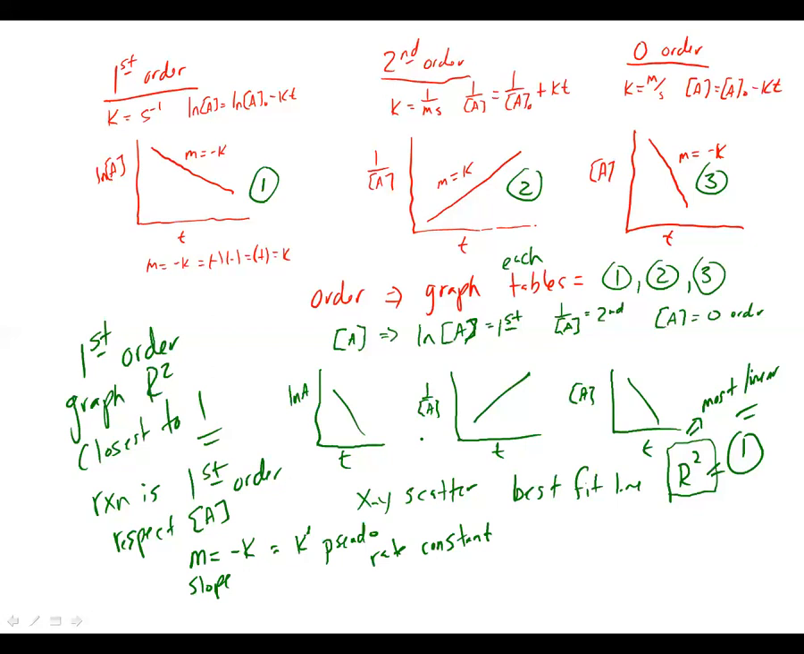First off, any questions so far up to this point? We're going to talk right now about the pseudo rate constant and what to do with that. Okay, so you're going to make all three of those graphs. You're going to use the R squared value to determine which one's most linear. You're going to determine the order of the reaction based on which one is closest to one out of those three. And when you take the slope of it, that is not really your rate constant in this case, but really what is known as the pseudo rate constant. So let's talk a little bit about the pseudo rate constant.